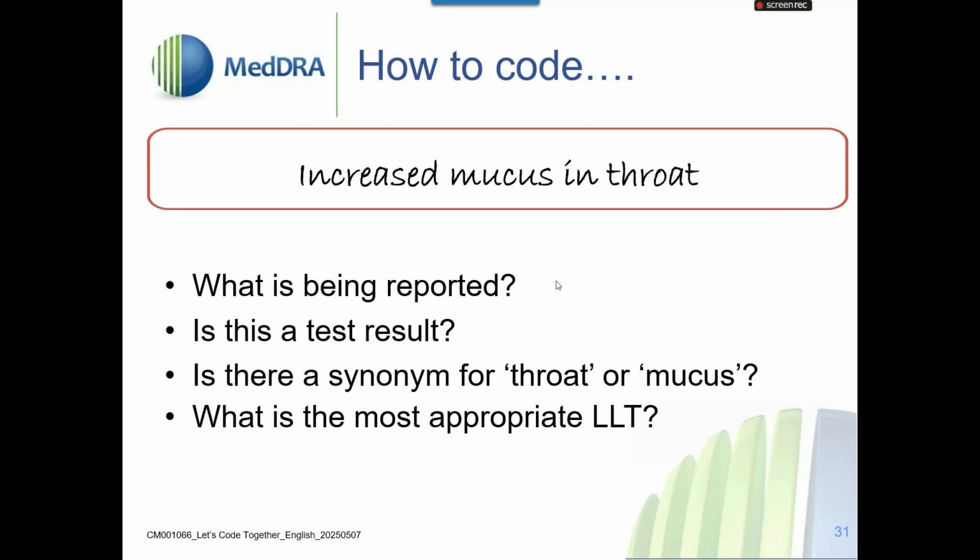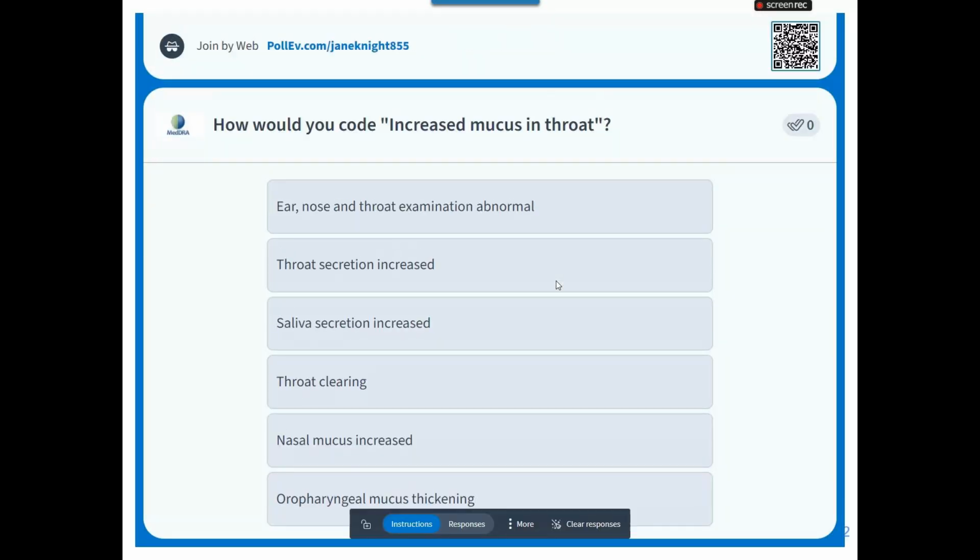Is there a synonym for throat, or is there a term for increased mucus in throat? If not, do I need to think of synonyms for it, and what would I code it to? So now you vote first of all before I lead you by giving you my thoughts. What would you code it to? Is it an ear, nose and throat examination abnormal? Is it throat secretion increased? Saliva secretion increased? Throat clearing? Nasal mucus increase? Maybe it's the nose that's running down the back of the throat. Or is it oropharyngeal mucus thickening?